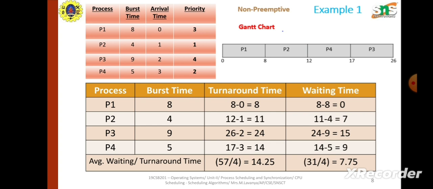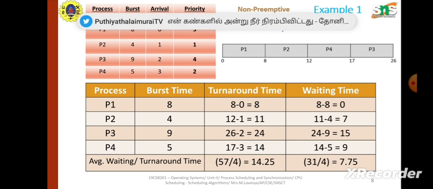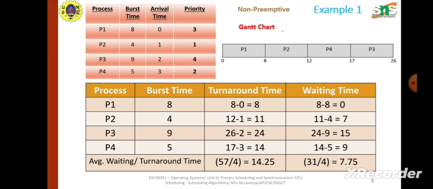For process P2, completion time is 12 minus its arrival time 1 equal to 11 is the turnaround time of process P2. Then for process P3, its completion time is 26, its arrival time is 2, 26 minus 2, 24 is the turnaround time of process P3. Then for process P4, its completion time is 17 minus its arrival time 3 equal to 14 is the turnaround time of process P4.